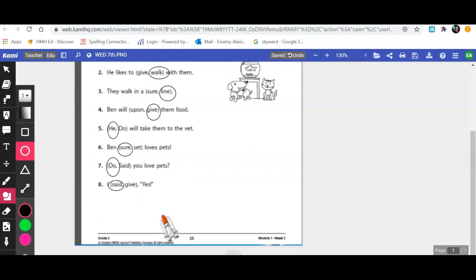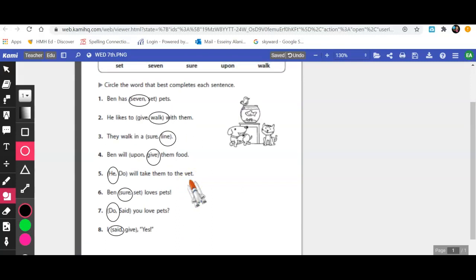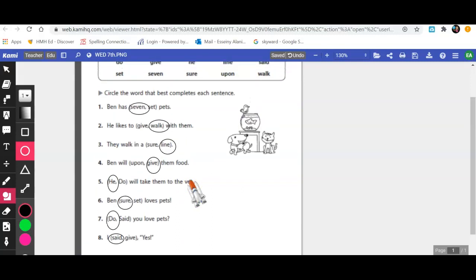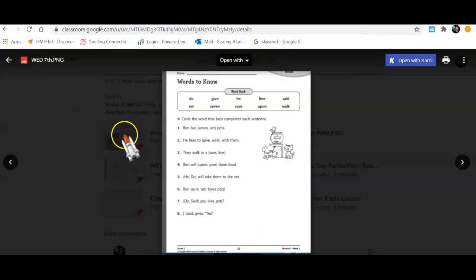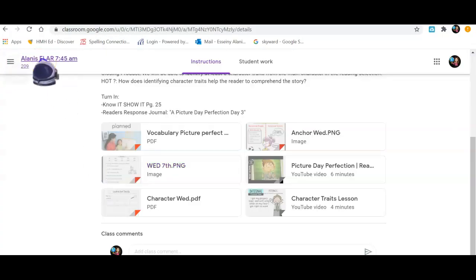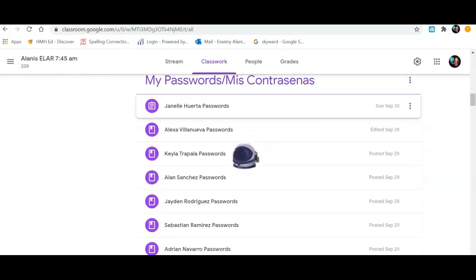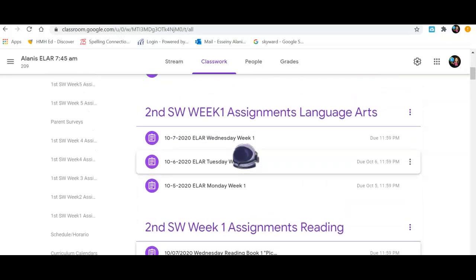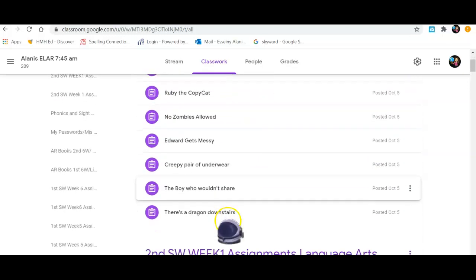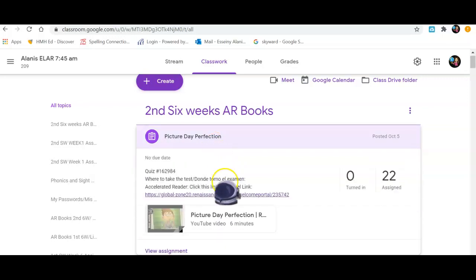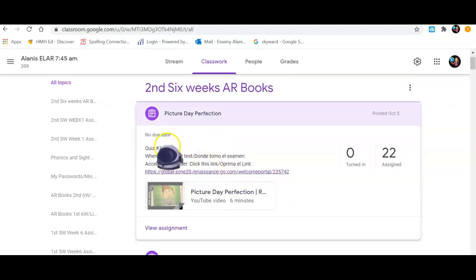Okay, so this is page 25 in your Know It, Show It book. And then when you are done with this page, you also need to do the Reader's Response Journal, A Picture Day Perfection Day 3. And go back to the class and complete AR books right here. Make sure you complete your AR books. The instructions are here, the website, and you search for this quiz number to take the quizzes.